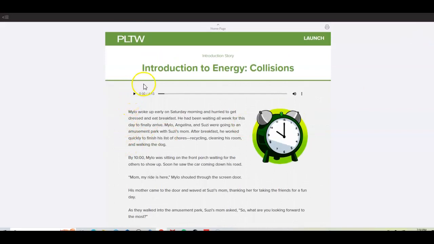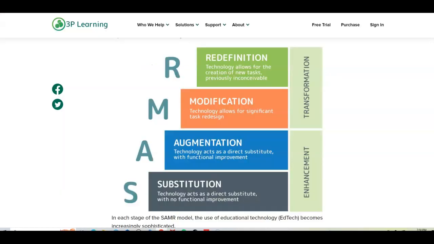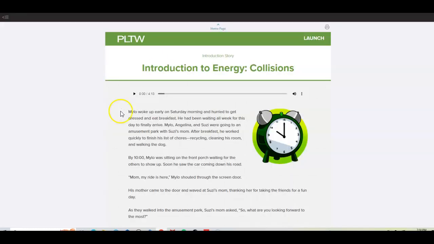One thing that is improved, which makes me think it could be augmentation, is that there is audio for students who might need that as an accommodation. I always read this out loud though, so I feel like it's pure substitution that they can read it at home or listen to it at home if they're absent. And also, if it's something that I want them to kind of work through and read on their own.